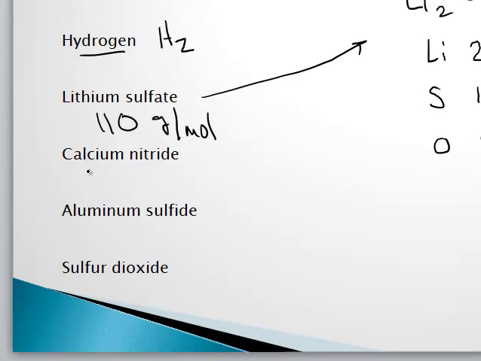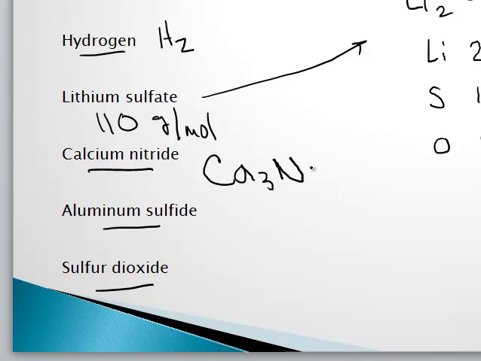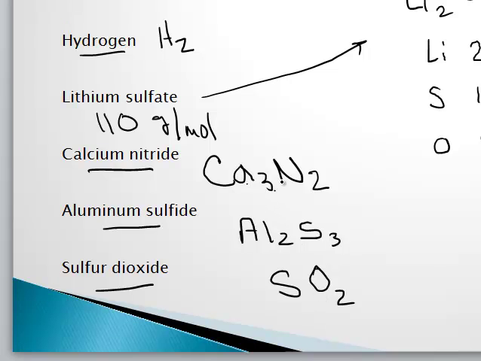Okay, you can do the calcium nitride, aluminum sulfide, and sulfur dioxide on your own. The formulas, though, are Ca3N2, Al2S3, and SO2. So looking on the periodic table, 3 times 40 plus 2 times 14, 2 times 27 plus 3 times 32, and 32 plus 2 times 16. So you can do those on your own and check your answers.